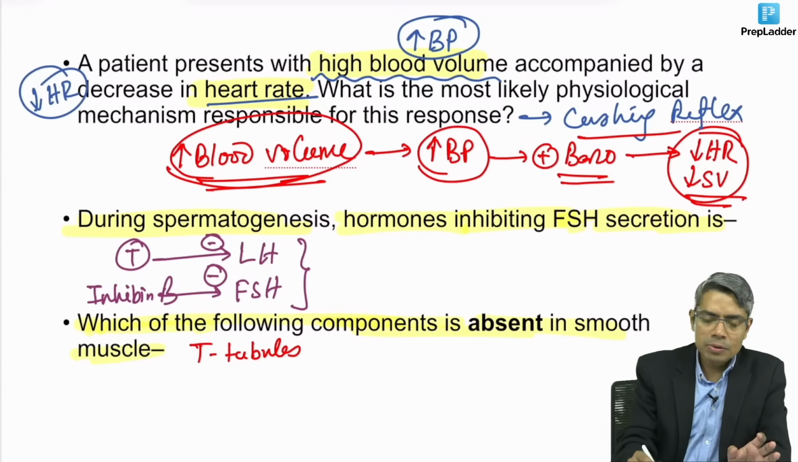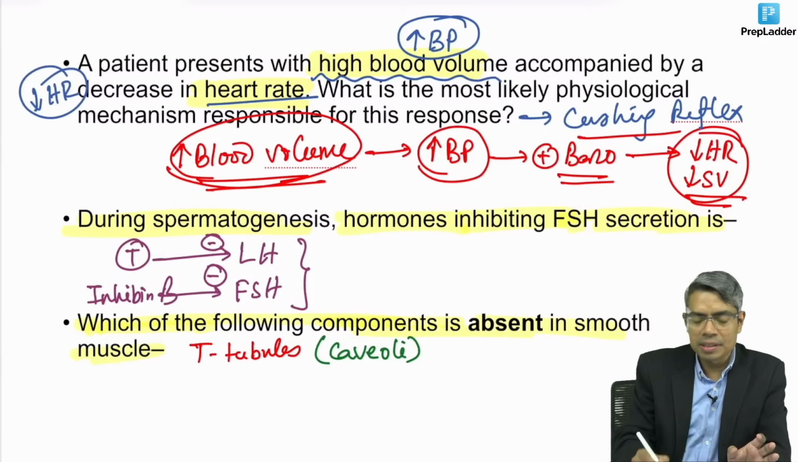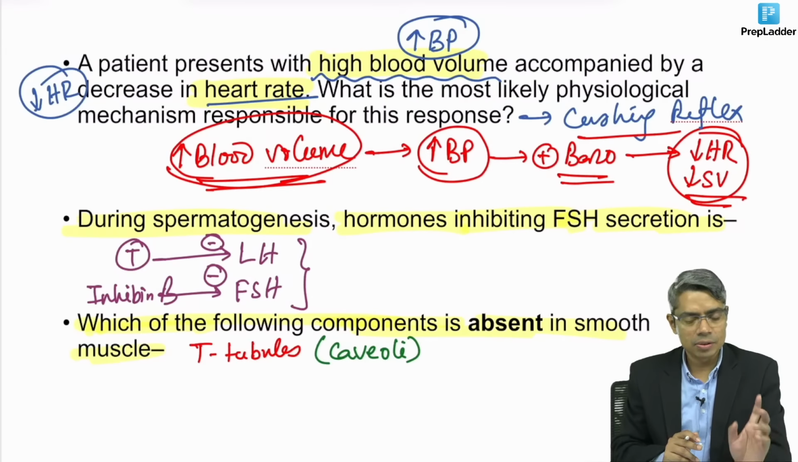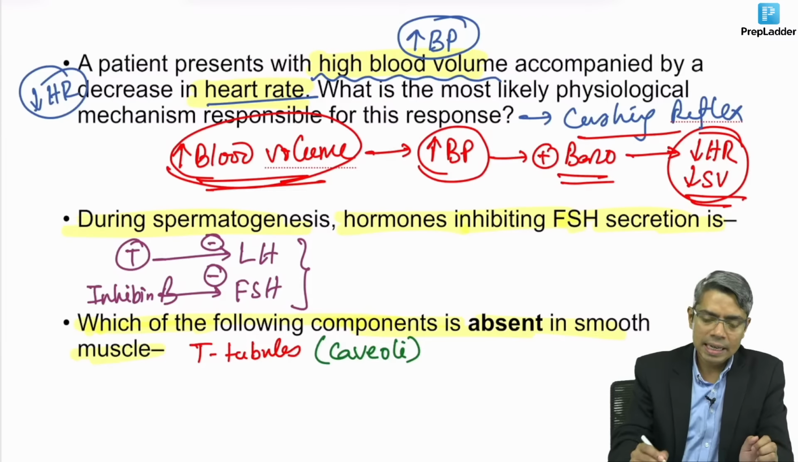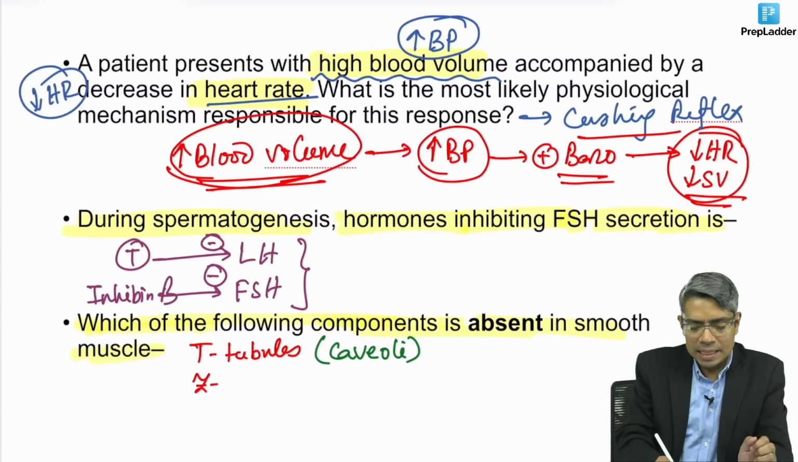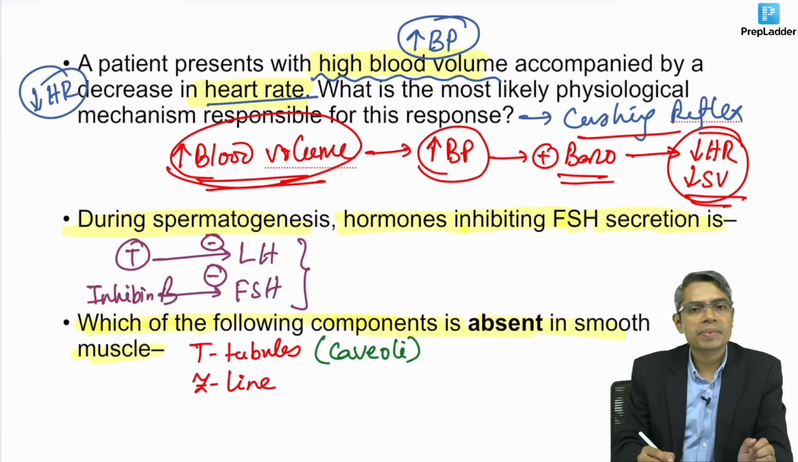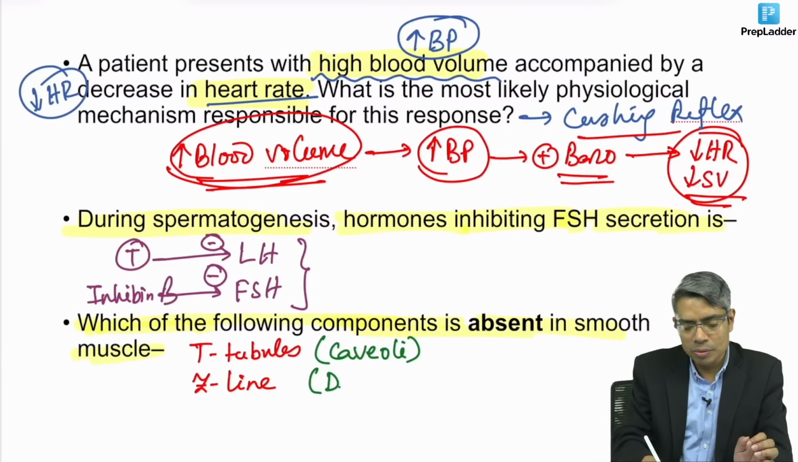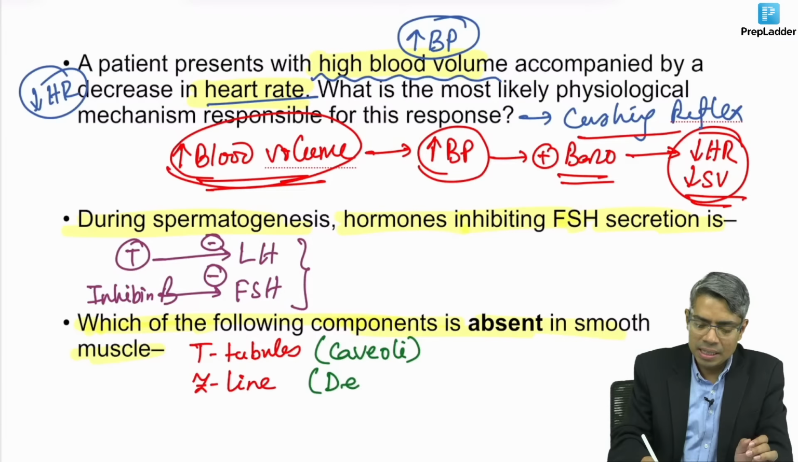Rather than T tubules, what is present in the smooth muscle? Caveolae are present in smooth muscle, not in skeletal and cardiac muscle. So, T tubules are absent. The second one which is absent, the Z line, is also absent. Rather than the Z line, the component present in smooth muscle is known as the dense body. Dense body is present in smooth muscle.